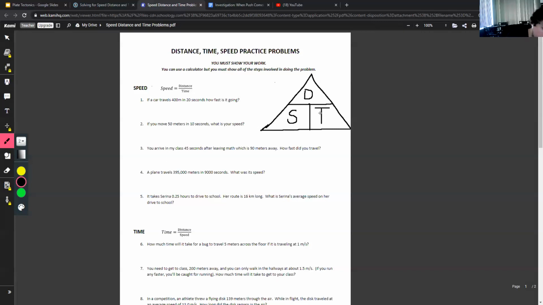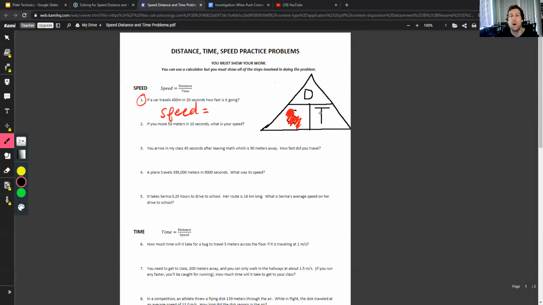So if you look at question 1, it says a car travels 400 meters in 20 seconds. How fast is it going? So for this problem, we need to solve for speed. And so I'm going to come over to my triangle, and I'm going to cover up the variable that I need. So I'm going to cover up the S.